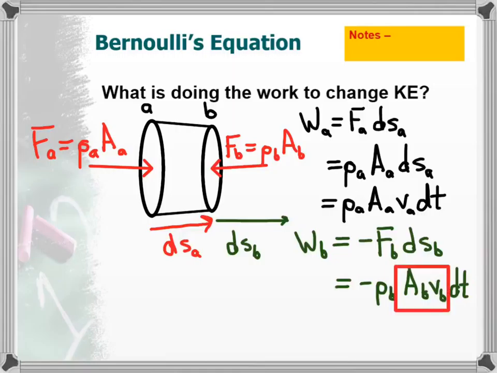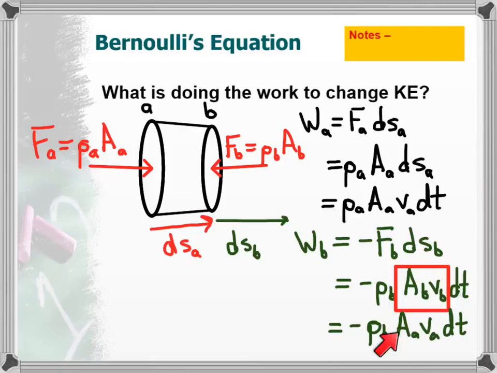And, oh, I forgot one thing. One thing that I can do, though, is that I notice that this thing is the quantity that we had in our continuity equation. So this thing, AB VB, has to equal AA VA according to the continuity equation. So I can replace this with AA VA. And so the work that's done by this force over here can be written as negative PB AA VA times dt.